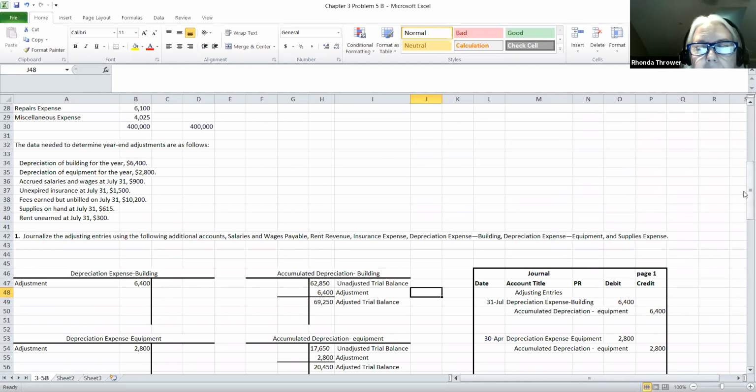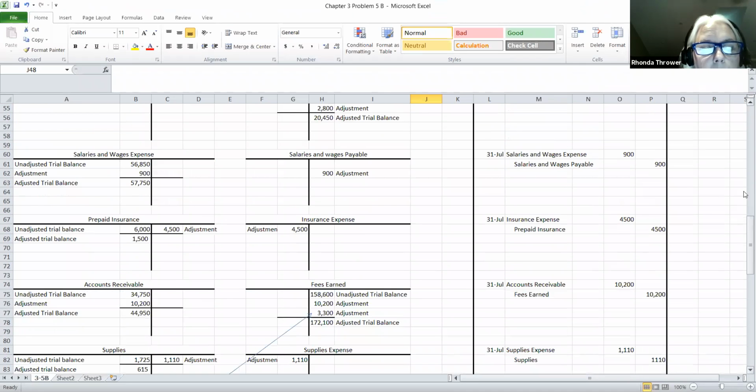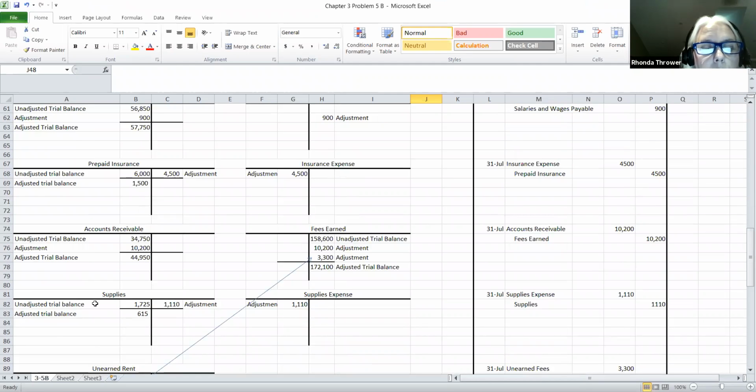Remember, supplies is an example of a prepaid expense. We put the supplies in the supplies account when we buy the supplies. So the unadjusted trial balance says that we have $1,725. This is reflected in our ledger account. This $1,725 is no longer correct. We need to update this account because this is an example of a deferred expense.